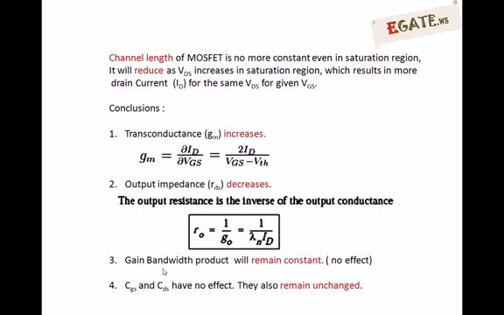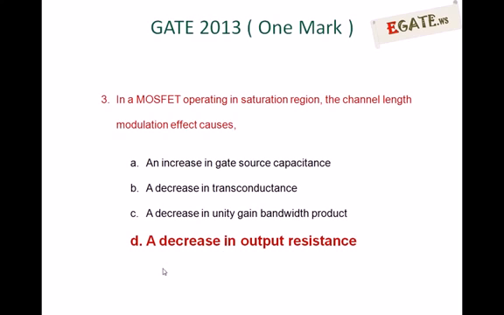So the conclusions are: transconductance increases, output impedance decreases, gain bandwidth product remains constant, and CGS and CDS have no effect. Out of all these conclusions, the correct answer is a decrease in output resistance.